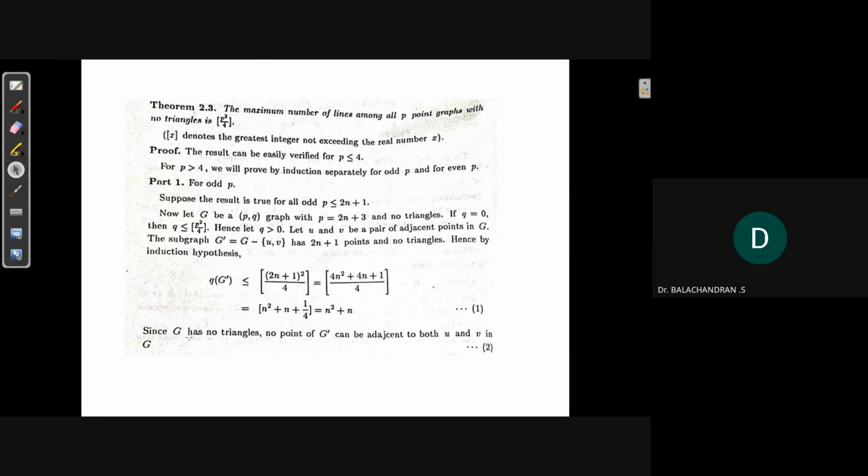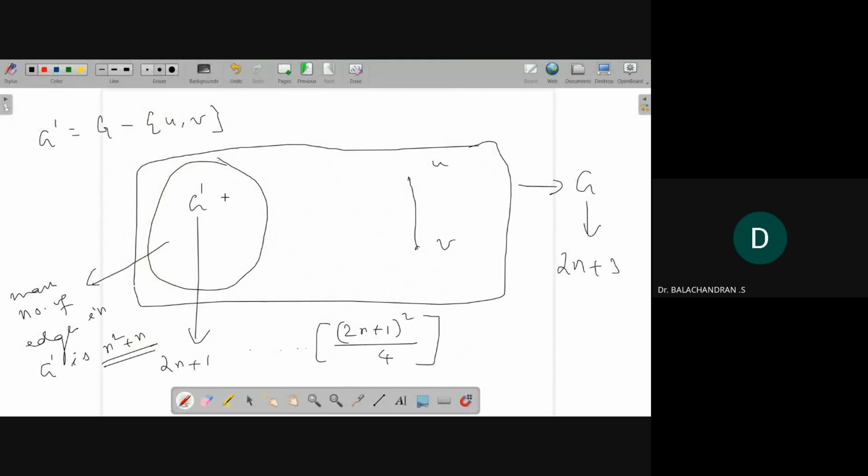So since G has no triangles, we assumed G has 2n plus 3 vertices and no triangles. I will draw it. And then they are telling that G has no triangle. No vertex of G dash can be adjacent to both U and V in G. So this is the most important thing. Because here you have 2n plus 1 vertices, if I take this vertex, it is either adjacent to U.